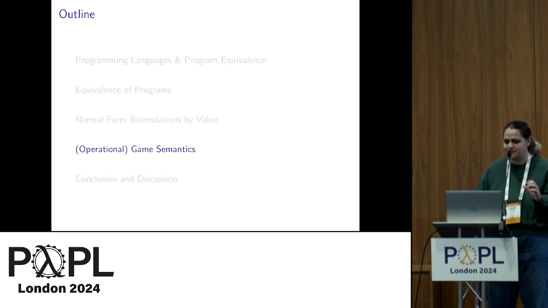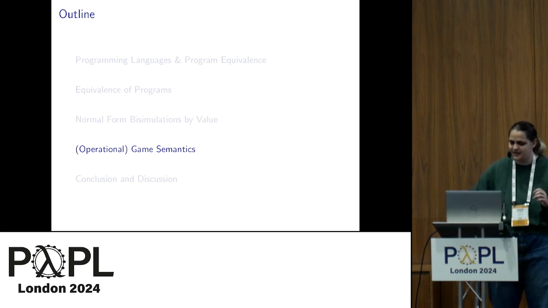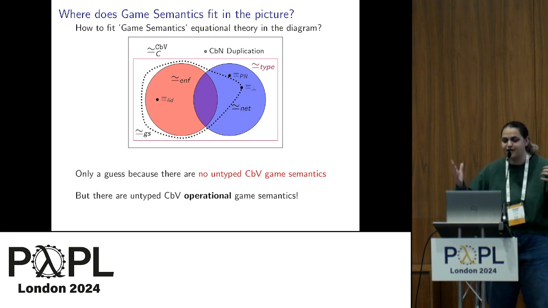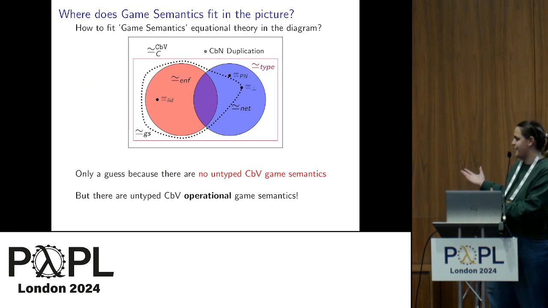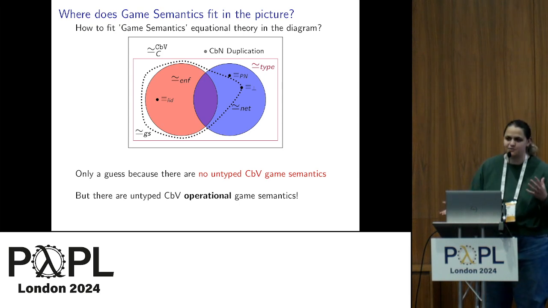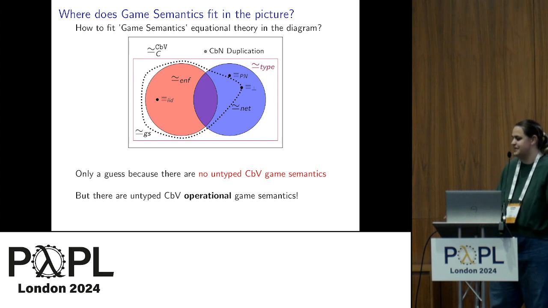So now I can talk a bit about operational game semantics. Where does the game semantics fit in this picture that I've shown you now? This is a bit of a guess, because there are no untyped call by value game semantics, so I can't really say where it is, and I haven't done any proofs. But there are untyped call by value operational game semantics, so maybe that can help as well.